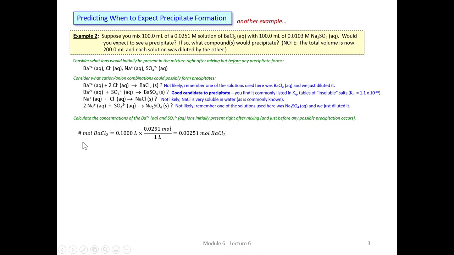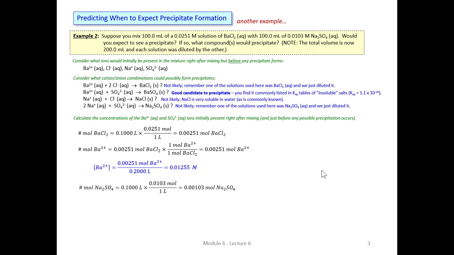Now the number of moles of barium chloride that we added would be the volume of the barium chloride solution times its concentration. So we're dealing with 0.00251 moles of barium chloride. Out of the barium chloride, we're only interested in the barium ions. What would be the number of moles of barium ions? Well, since there's 1 barium ion for every barium chloride, you'd have exactly the same number of moles of barium ions contributed by this solution. To calculate the concentration of barium ion, we take the number of moles and divide by the total volume, and we get 0.01255 molar. Remember, this is the total volume after mixing. So this is the concentration of barium ion in solution immediately after mixing, but before any precipitation occurs.